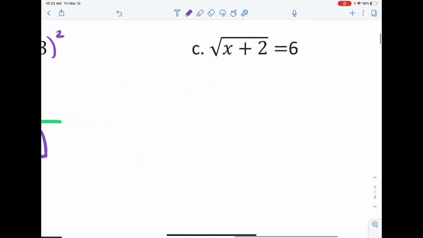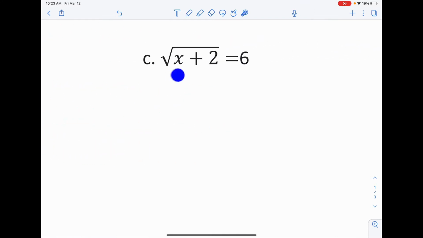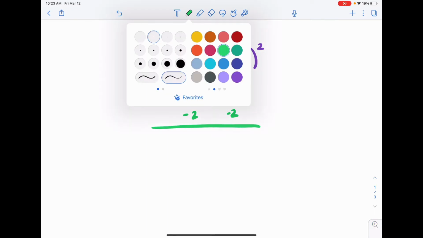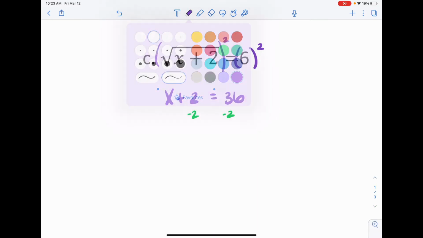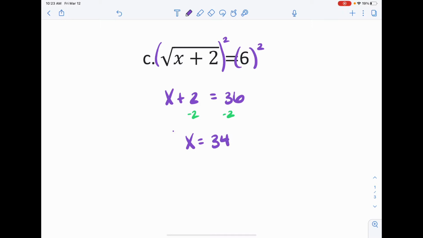Okay, looking at part C, same idea here. We have the square root of x plus 2 is equal to 6. I'm going to square both sides to get rid of the square root. So we've got x plus 2 is equal to 6. Going to subtract 2 on both sides here. So x is equal to, oh, I'm sorry, my fault. Did you guys catch my mistake? I forgot to square the 6. So 6 squared is 36, my fault. Sorry. And then I'm going to subtract the 2. So x is equal to 34.